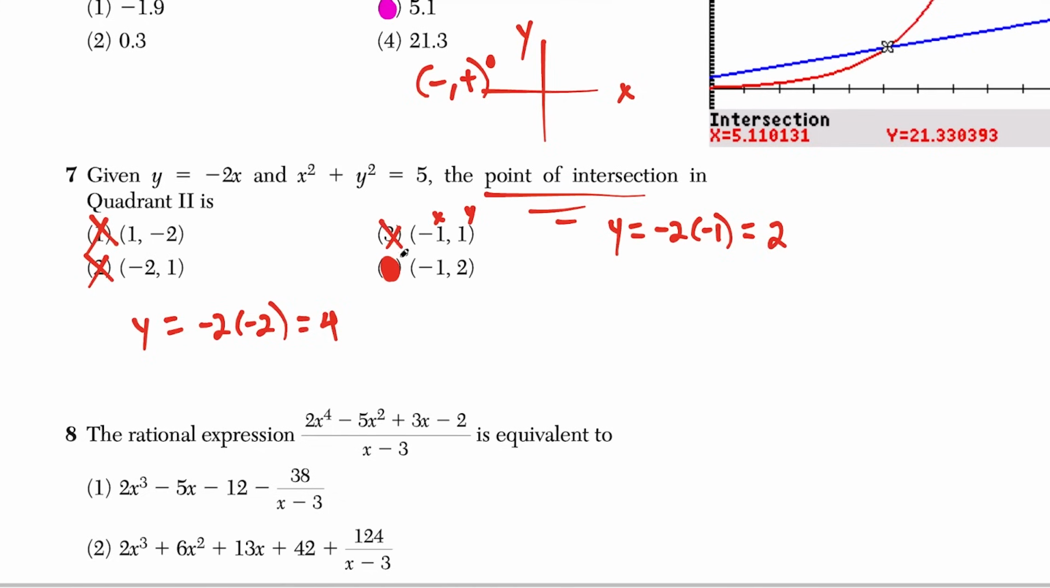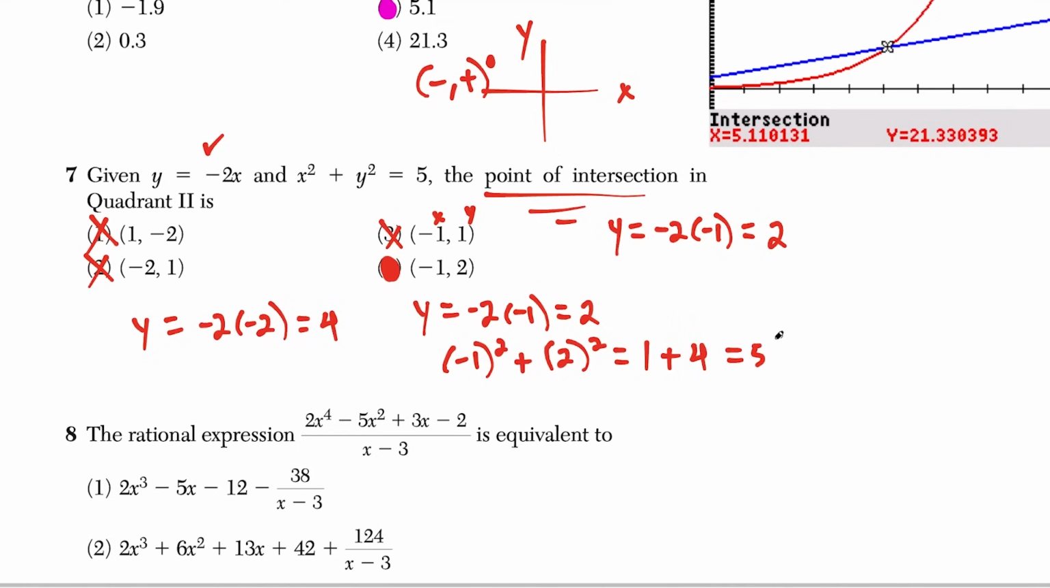But if I want to verify that this point does check out, I plug in, I have y equals negative 2 times negative 1 is positive 2. So this point checks out with the first equation. And if I plug it into the second equation, I have x is negative 1, and I'm squaring it, plus y is equal to 2, and I'm squaring this. And if I simplify, I get negative 1 times negative 1 is 1, 2 times 2 is 4, and 1 plus 4 is definitely equal to 5. So choice 4 is definitely our answer.